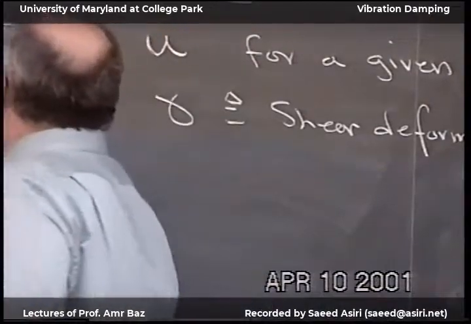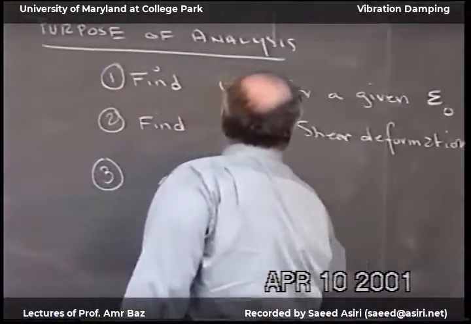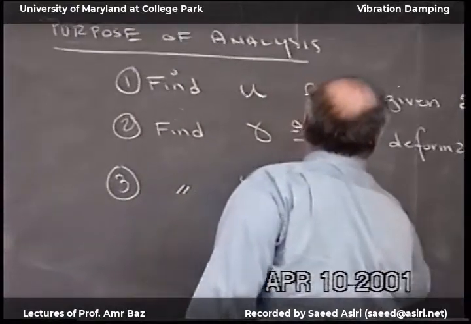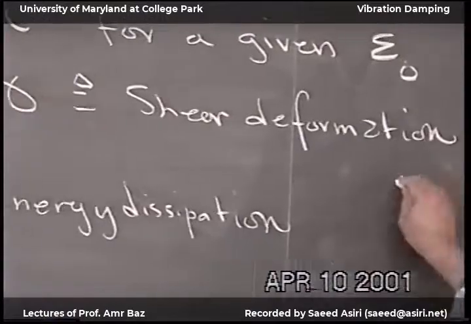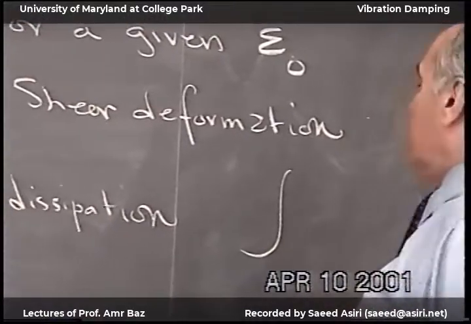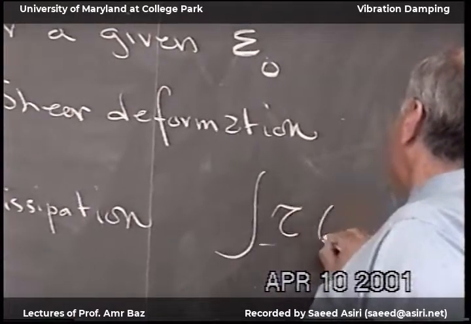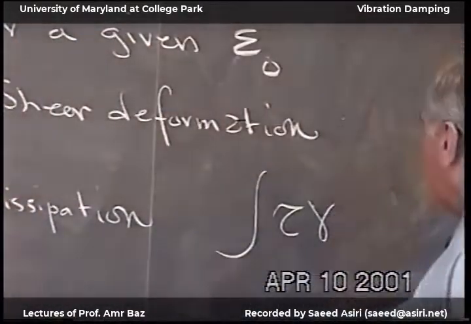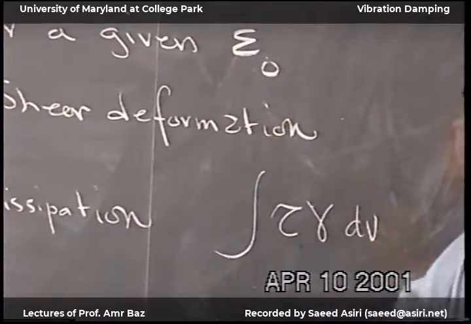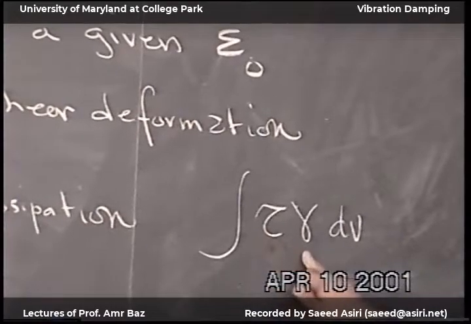Number three, find the energy dissipation. And I know that this is the integral of the shear stress and gamma dV, which is very similar to half the stress times the strain.